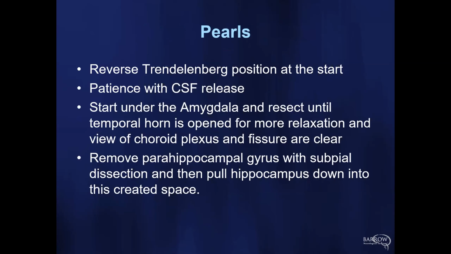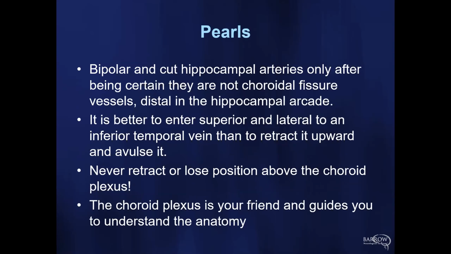So the pearls, again, we went through these. The reverse Trendelenburg at first, you have the head up, you have everything relaxed. You take patience to get CSF out at first. Again, I start under the amygdala, resect until the temporal horn is opened. The view of the choroid plexus and fissure have to be very clear, and everything should be done with this subpial dissection technique and pulling that hippocampus down into the created space. Makes it work. You have to bipolar and cut the hippocampal arteries only after you're absolutely certain it's not a choroidal vessel. That could be a disastrous stroke complication. So you have to be very clear about that.